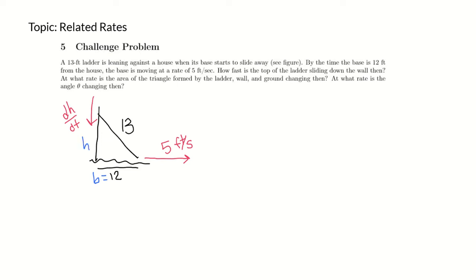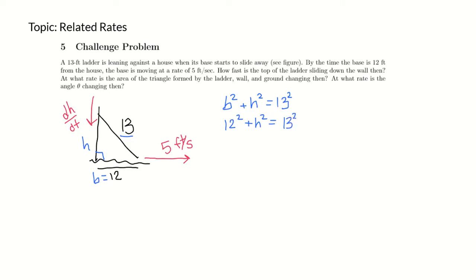The way we're going to find that is we know that this is a right triangle, so we can set up the Pythagorean theorem, which would be the two legs, their squares added together, equals the hypotenuse 13 squared. So b squared plus h squared equals 13 squared. Okay, and then we know what b squared should be. That's going to be 12 squared plus h squared equals 13 squared.